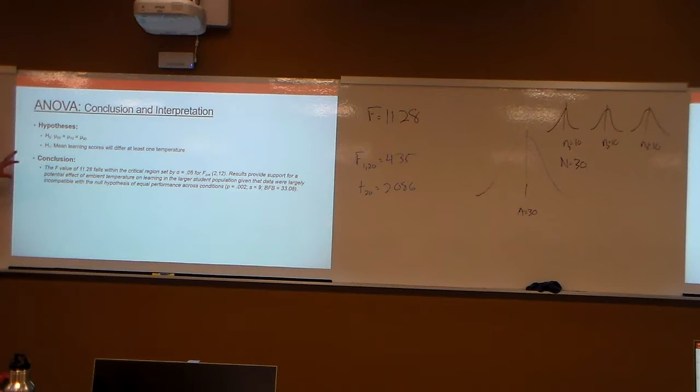And for the omnibus test, with what we've done here, pretty straightforward, right? We're going to say the F value of 11.28 falls within the critical region set by alpha 0.05 for F critical with 2 and 12 degrees of freedom. Results provide support for a potential effect of ambient room temperature on learning in the larger student population. Given the data, we're largely incompatible with the null hypothesis of equal performance across conditions.